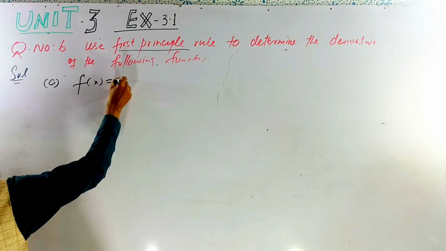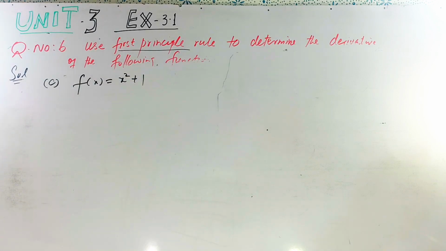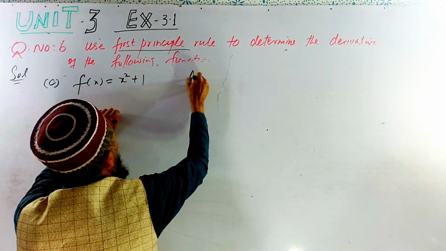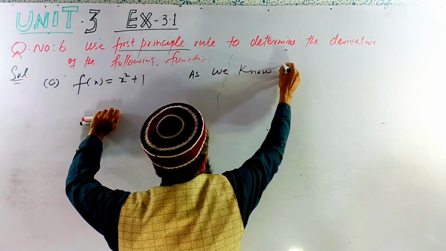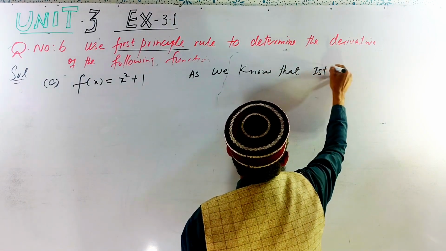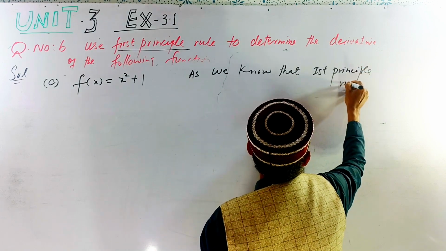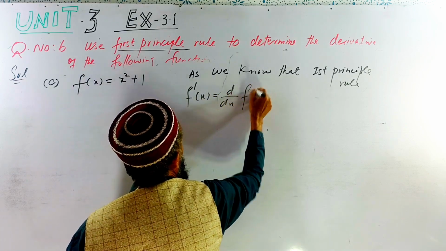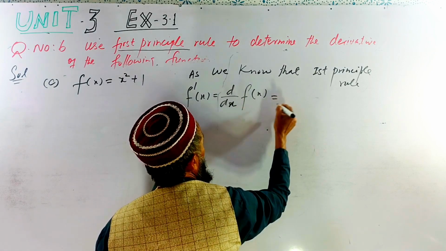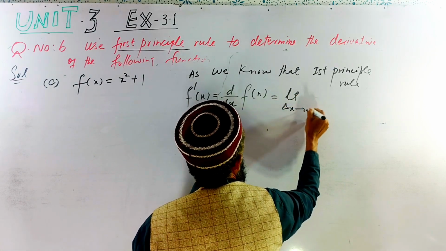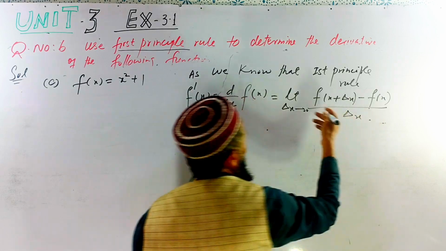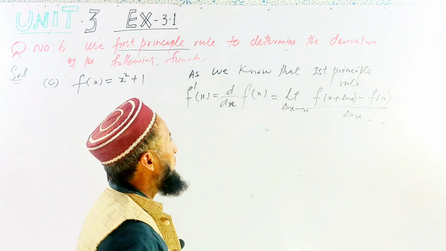F of x is equal to x square plus 1. Now we are using the first principle. According to the first principle rule, as we know, dy by dx of f of x, differentiating with respect to x, is the limit as delta x tends to 0 of f of x plus delta x minus f of x, divided by delta x. That is called the first principle rule. It is equal to the first derivative.